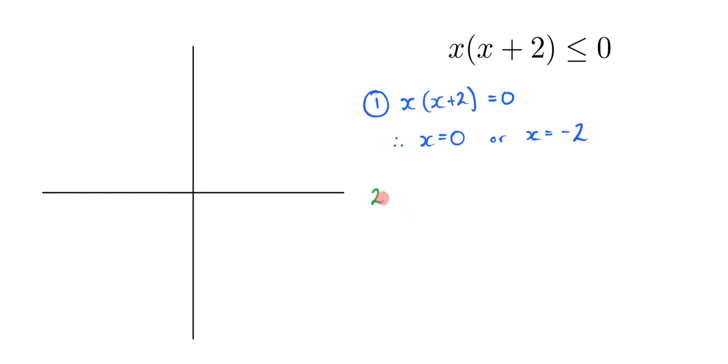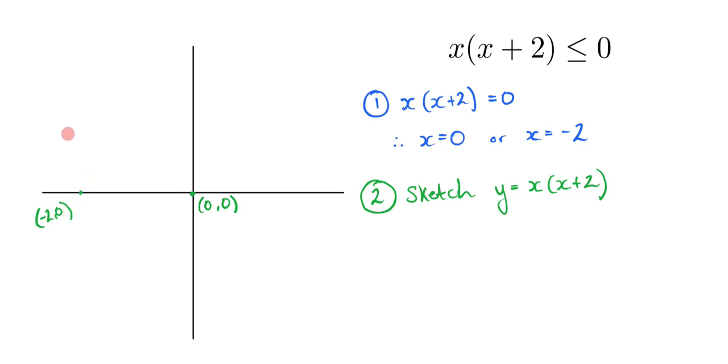My next step, step number 2, is going to be to sketch it. Sketch y equals x times (x plus 2). So it's going to have one here at (0, 0), and my other one is at minus 2, so it's going to be over here, (-2, 0). I'm going to give that a quick sketch. Oh, I missed it. Oh, that's good enough.